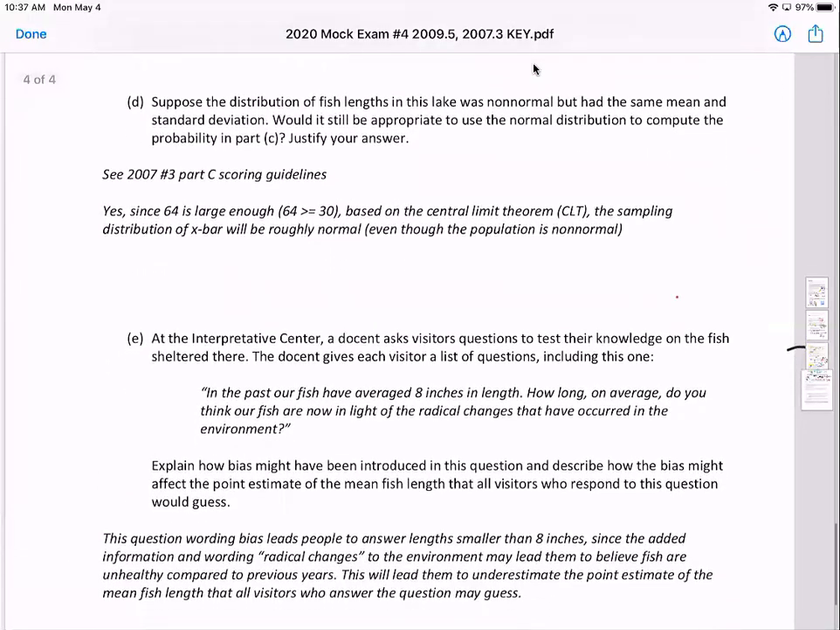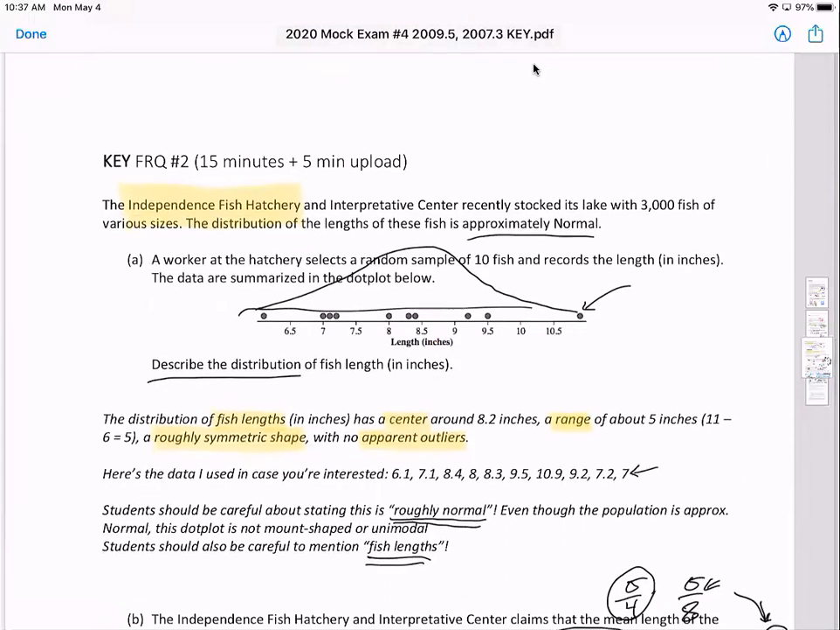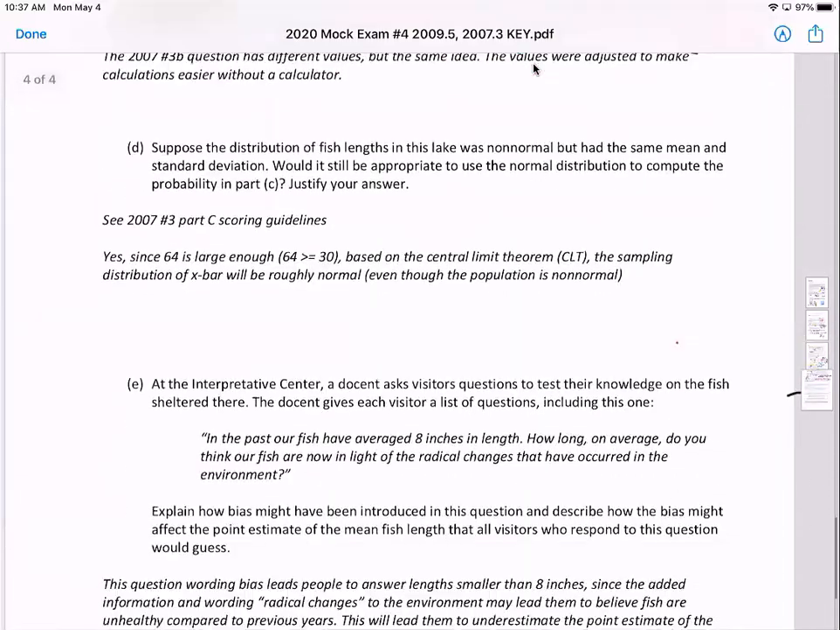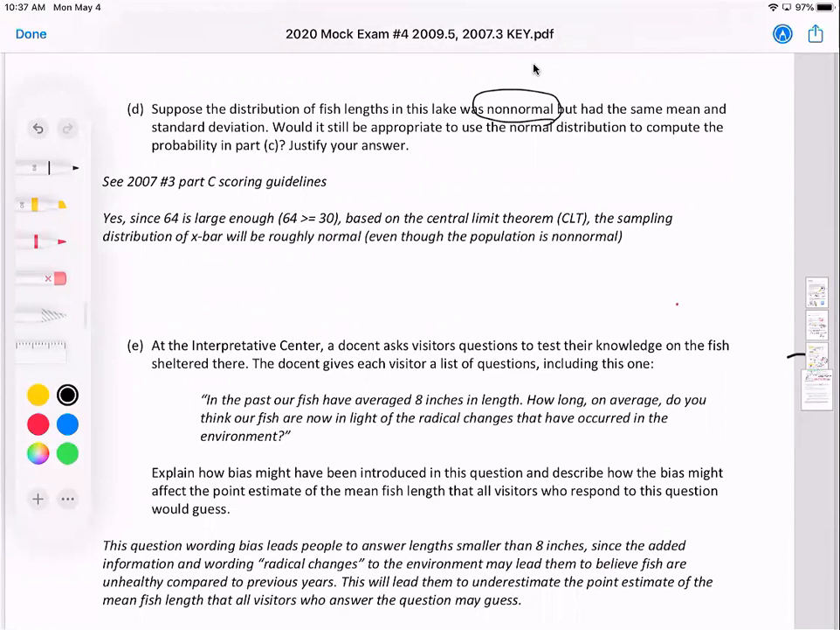Question D, suppose the distribution of fish lengths in the lake was non-normal. Remember at the very beginning, we were told right here that the distribution is approximately normal. But let's suppose that the distribution was non-normal. Had the same mean, same standard deviation as before. Would it be appropriate to use a normal distribution to compute the probability in part C?